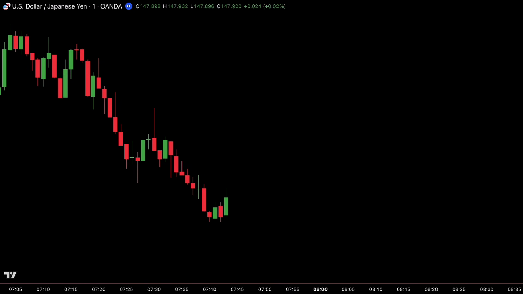Now let's look at a real chart example so you can see exactly how this works. Look at this US dollar, Japanese yen chart on the 1-minute time frame. Price is making a lower low, then a lower high, then another lower low. This is a clean downtrend. Sellers are clearly in control.